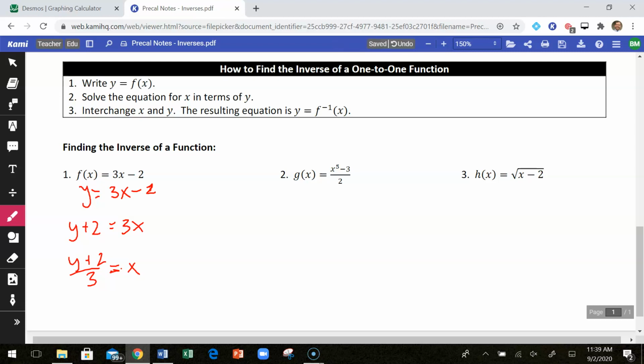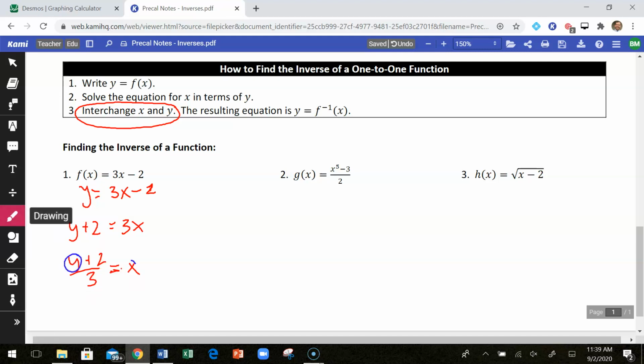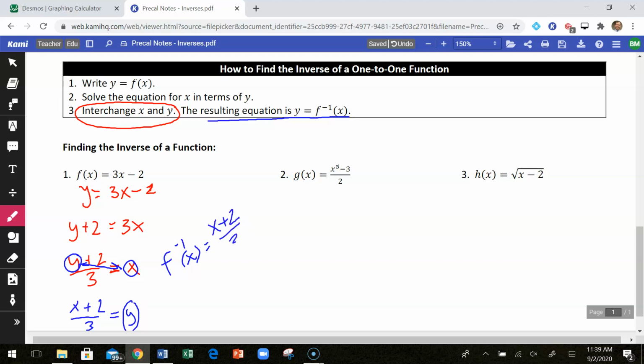Then what I'm going to do is switch x and y. Interchange x and y. That does not mean I need to solve for anything. All I'm doing in that step is literally just taking y and x and switching those. So that's going to give me x plus 2 over 3 is equal to y. Okay, just switched x and y. Then the resulting equation is y equals f inverse of x. So instead of y, I can say that f inverse of x is equal to x plus 2 over 3.